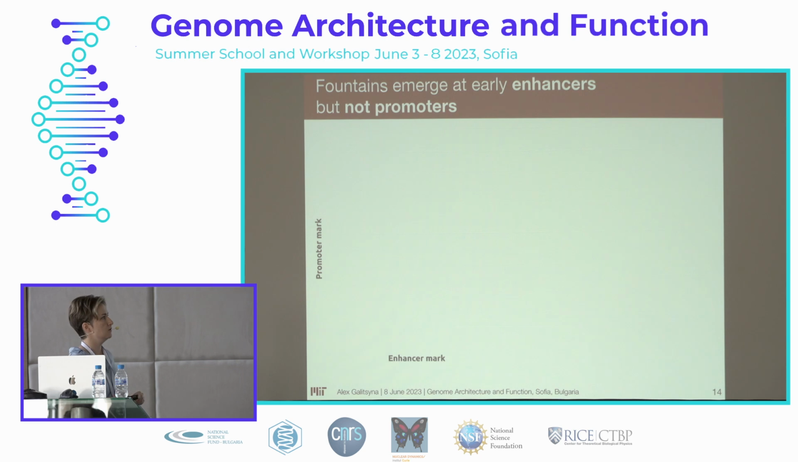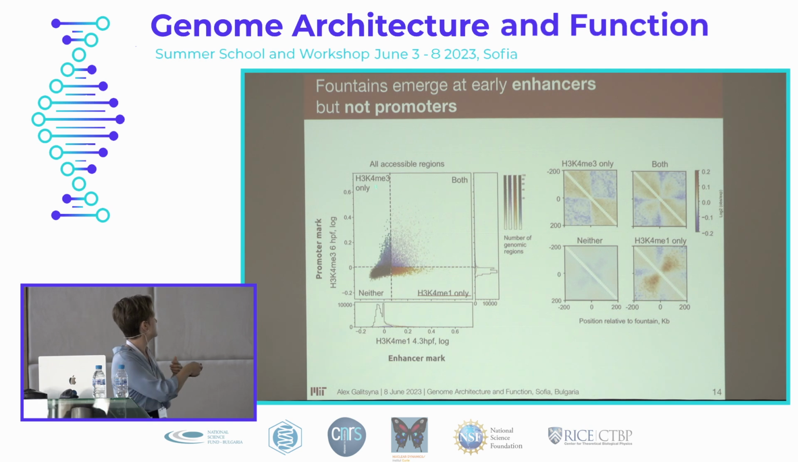To prove it more, we can do it ab initio. We can take the whole genome and annotate it using ChIP-seq for the trimethylation promoter mark and the monomethylation of H3K4, which is the enhancer mark. We can split all the genomic bins into regions that are either enriched in promoter mark or enhancer mark. Then we can take aggregated pileups at these bins and look at what's going on there in Hi-C. And it turns out that only the enhancer mark produces this nice fountain signature, and the promoter mark will instead form an insulation signature.